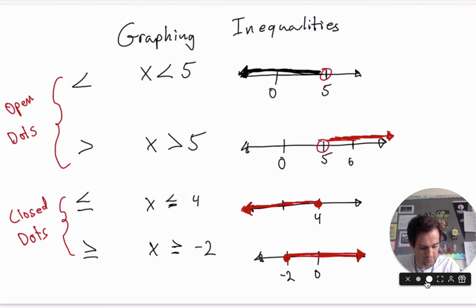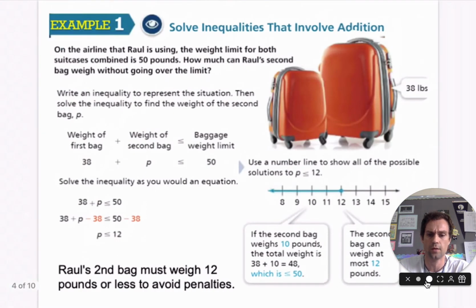So we shade everything to the right. Okay? I think we need to practice some of these. The text goes straight into some word problems. Well, let's go ahead and look at this.